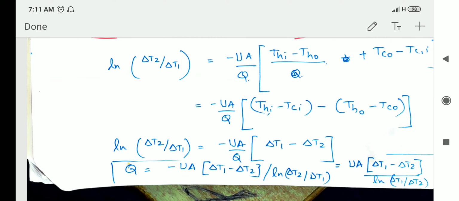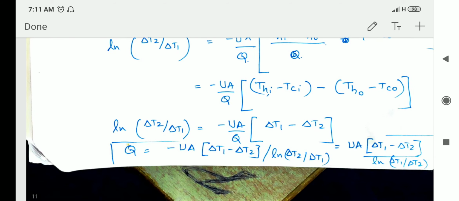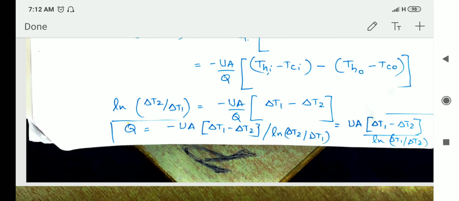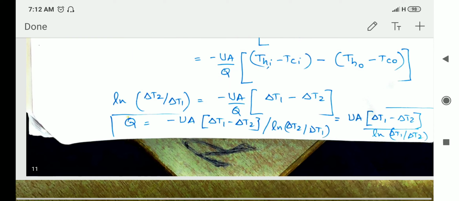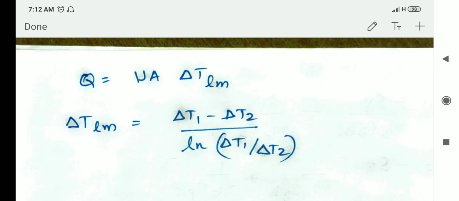So upon simplification, upon rearranging again, we'll take Q to the left hand side and the logarithmic term to the right hand side. Q equal to minus UA delta T1 minus delta T2 divided by logarithm of delta T2 by delta T1. We will take this negative sign inside, therefore it is equal to UA into delta T1 minus delta T2 divided by logarithm of delta T1 by delta T2. Okay, so we already know Q equal to UA into delta T LM. If we define like that, then delta T LM or logarithmic mean equal to delta T1 minus delta T2 by log of delta T1 by delta T2. Okay, so this is our derivation.